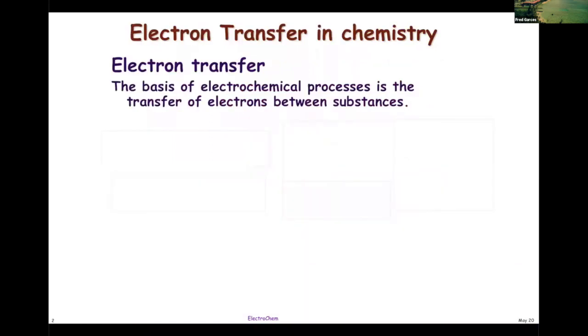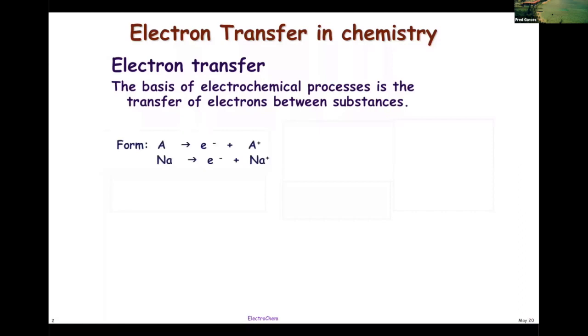Electrochemistry is about electron transfer. When we talked about acid-base, we talked about proton transfer. In fact, we defined a Lowry-Bronsted acid as a proton donor. So we're transferring a proton. In electrochemistry, it's just sort of the opposite. We're looking at electron transfer. And when you have an electron transfer and you can run it through an external circuit, then you can do work. That's called electricity.